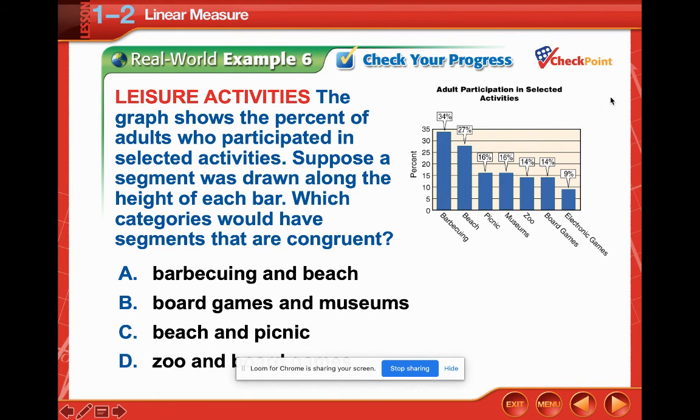All right. Last one. The graph shows the percent of adults who participated in selective activities. Suppose a segment was drawn along the height of each bar. Which categories would have segments that are congruent? All right, I'm going to give you guys about 10 seconds to pause the screen and try to figure this one out on your own.